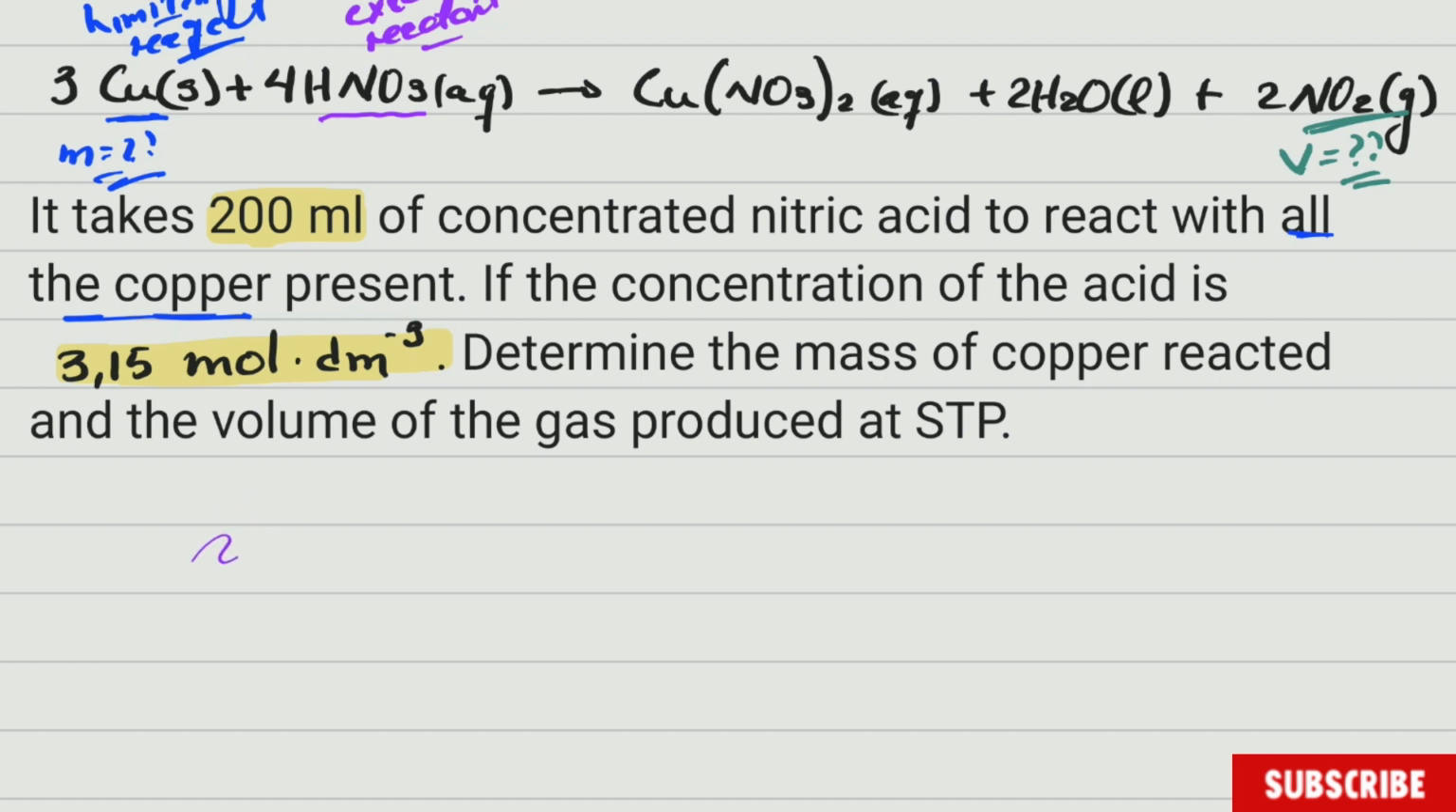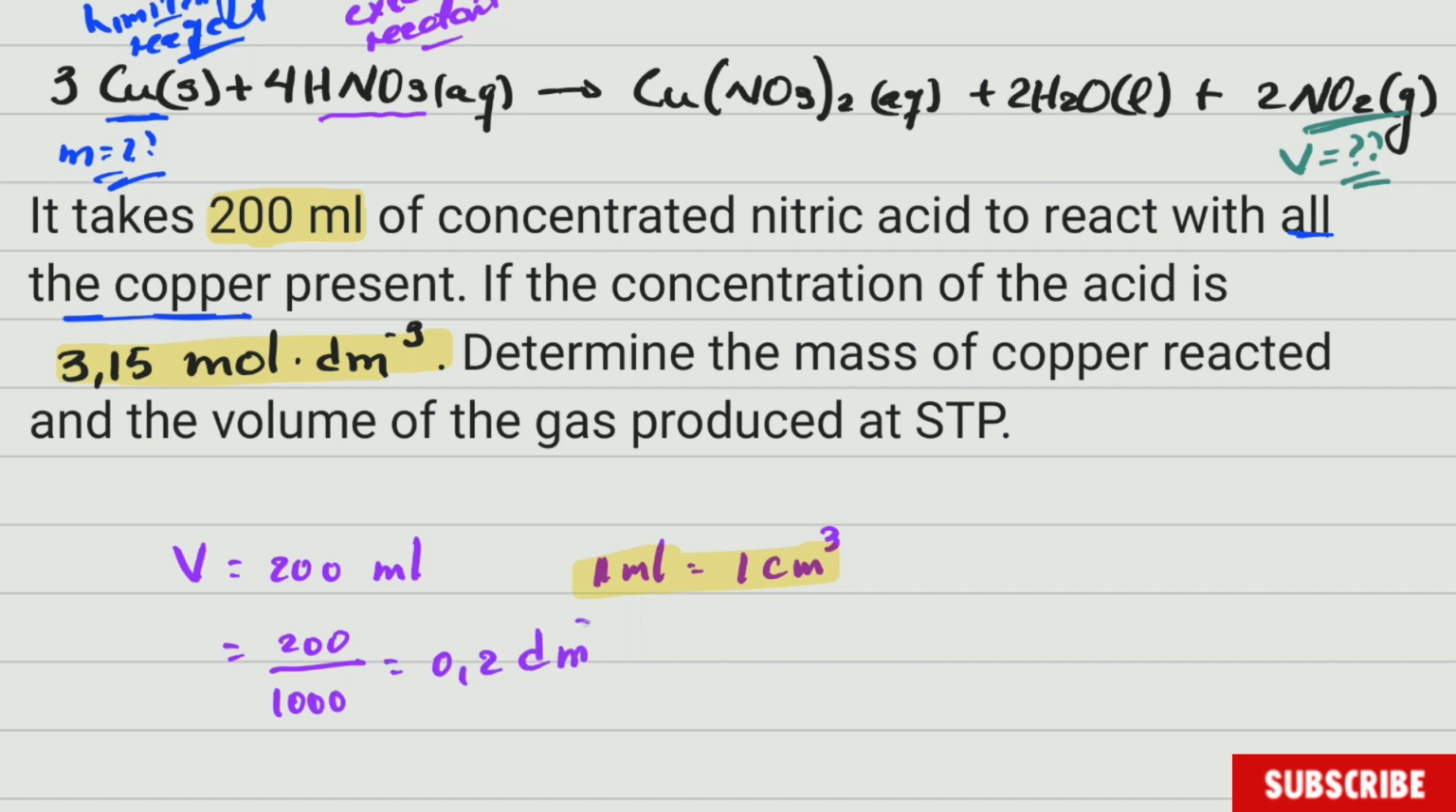So what we have here, we have the volume of the nitric acid is 200 milliliters. We cannot work in milliliters. Now remember that 1 milliliter is equivalent to 1 cubic centimeter. All right, it's the same one, and you have to convert. How do you convert? Quite simple. To convert from cubic centimeter to cubic decimeters, you are going to divide by 1,000. All right, and this one is 0,2 cubic decimeters.